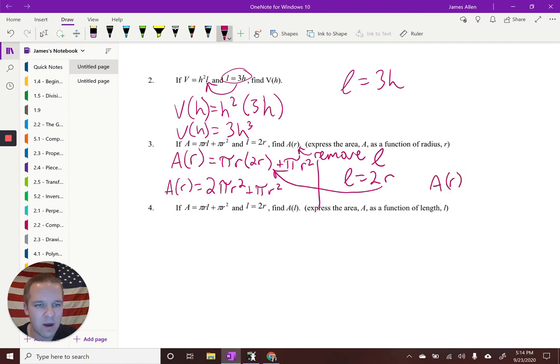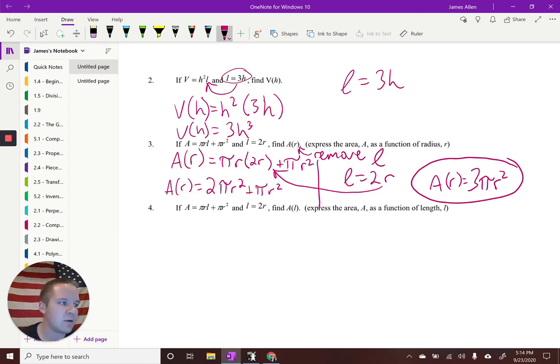A of r is equal to, well, all those together, those are like terms, aren't they? 3 pi r squared. And there's my final answer. I like it. Wonderful. Fantastic. Good stuff.